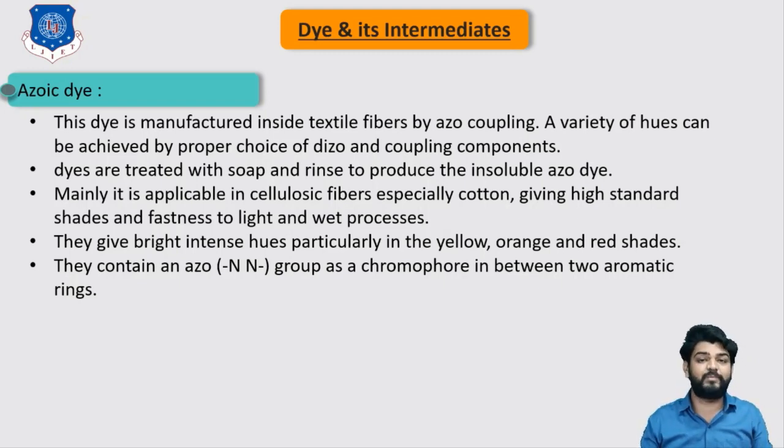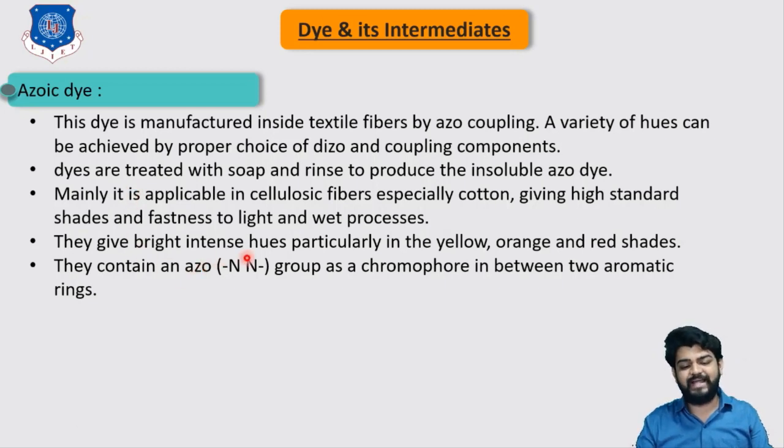Different azo groups can also be linked with different types of couplers, right? Then these dyes are treated with soap and resin to produce insoluble azo dyes. Mainly it is applicable to cellulose fiber, especially cotton, and it gives very high standard shade and fastness to light and wet processes. So they are generally used to impart color on cellulose fibers, and they give very high standard shade, right? Generally they are used to give color to cotton based fabrics.